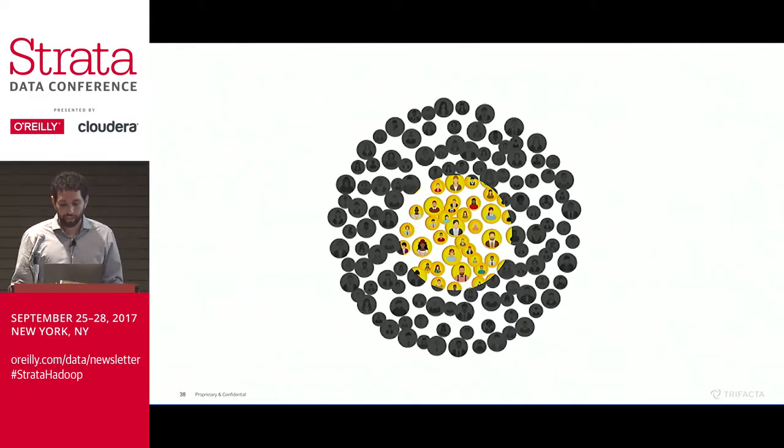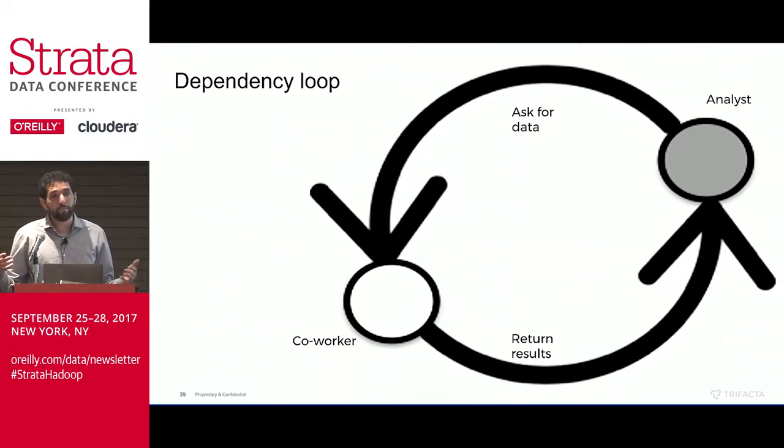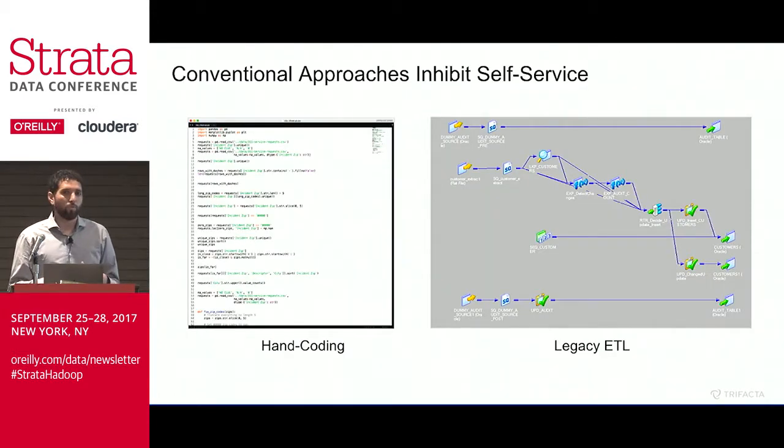to assess its quality. And you end up in what we call the dependency loop, where if you're an analyst or someone who wants data, you can ask a coworker for the data. And they'll return results at their leisure. In the best case, maybe minutes or hours, but typically this could be days, weeks, or potentially never, depending on priorities.